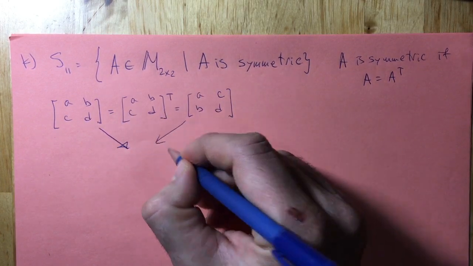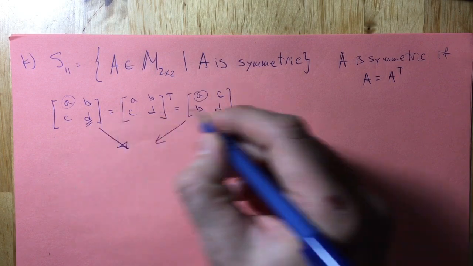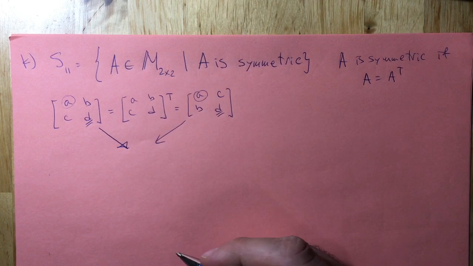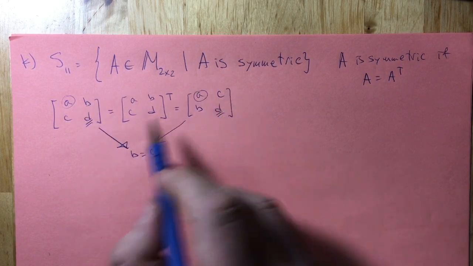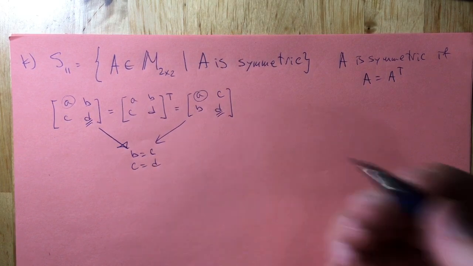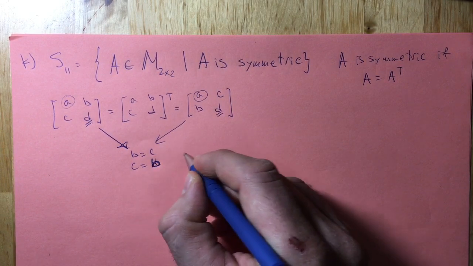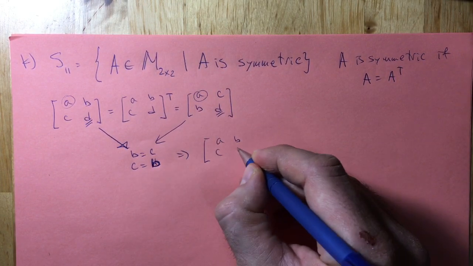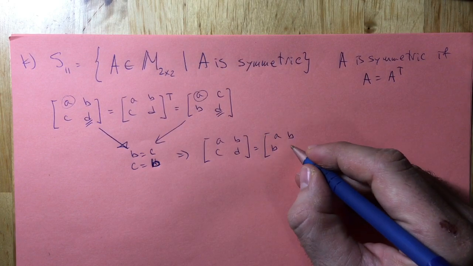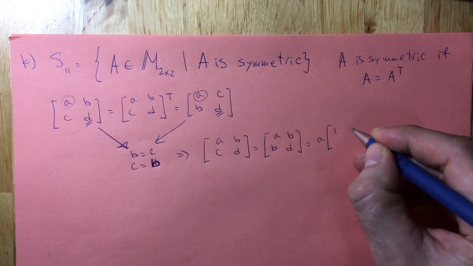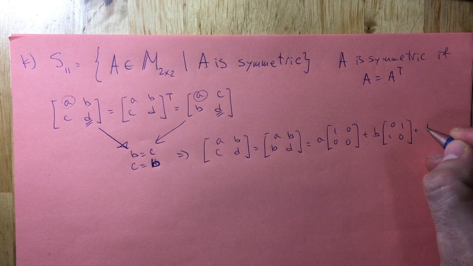If we compare these two matrices, what do we have? A is equal to A for any value of A, D is equal to D for any value of D. So A and D are free, and all I have is that B is equal to C, and C is equal to B, which is the same condition. From here it follows that A, B, C, D can be written as A, B, B, D, because B is equal to C, and this is A times 1, 0, 0, 0, plus B times 0, 1, 1, 0, plus D times 0, 0, 0, 1.